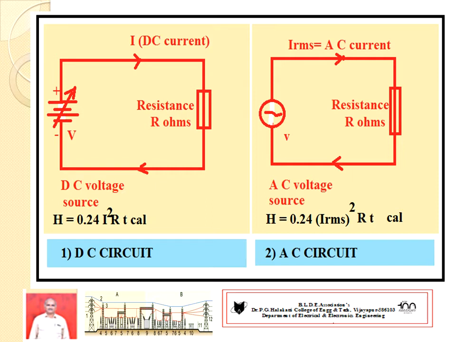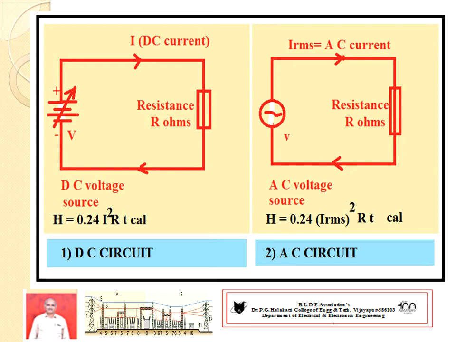As the time of application of current increases, the amount of heat produced is given by 0.24 I square R T calories, where I is the DC current, R is the resistance, and T is the total time. The heat produced is expressed in calories.